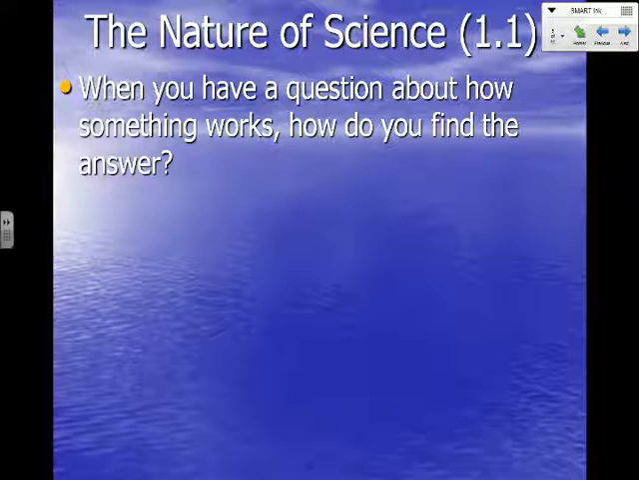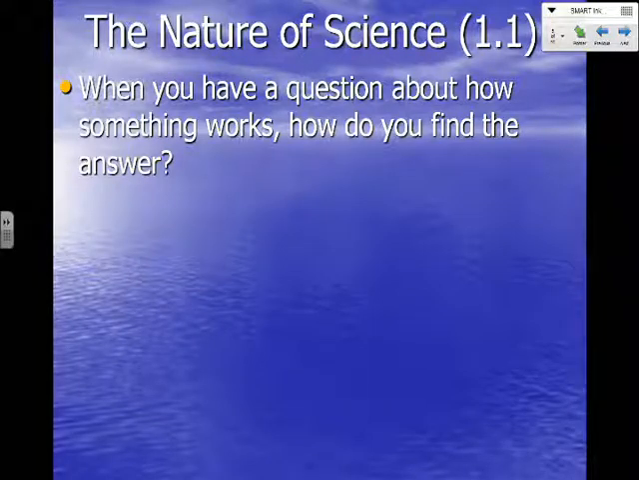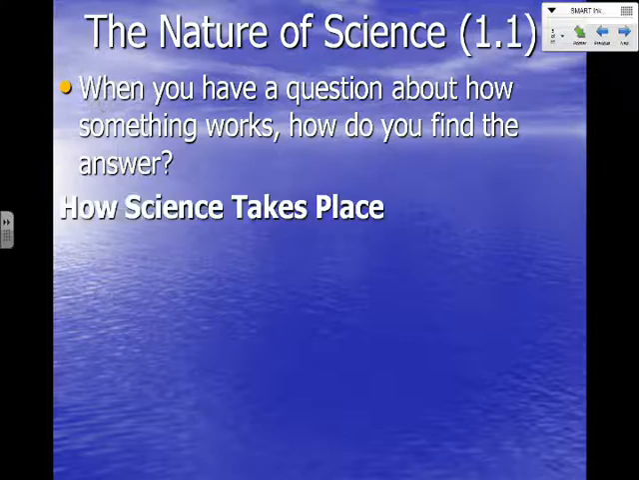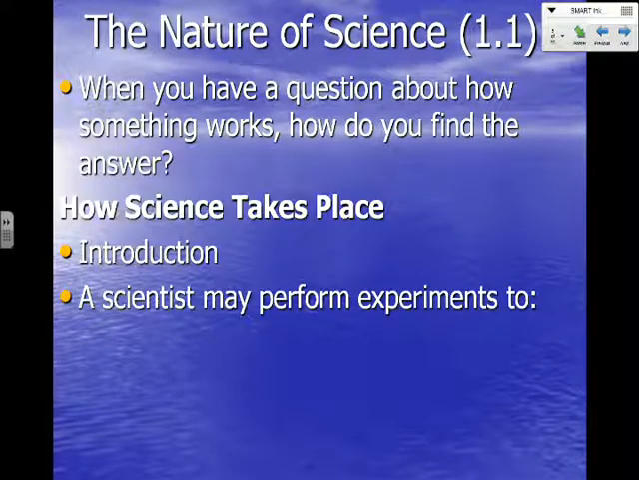One reason we all take science, even if you don't like science, is to help develop critical thinking skills. Being able to solve a problem, being able to find out how something works without knowing at the beginning. Those types of things are what taking science helps develop for you as a student. Now, how does science take place?